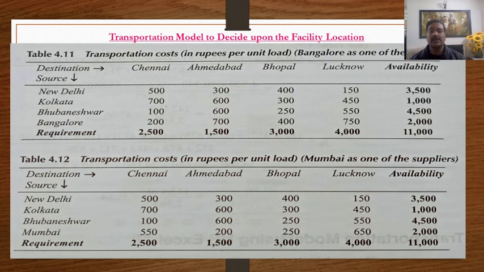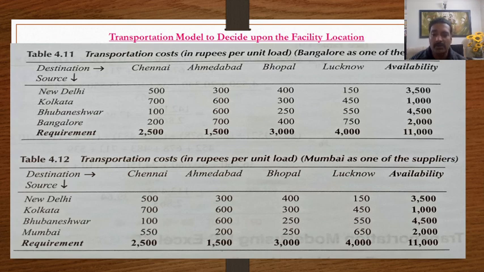Here total demand must equal total availability, and the values are given in 2 ways, for Bangalore and for Mumbai. Because New Delhi, Kolkata and Bhubaneswar are the sources for both, the cost and availability remain the same, so you can find the values are the same in both tables. But for Mumbai and Bangalore you can have different transportation costs to the different destinations, to Chennai, to Ahmedabad, to Bhopal, and to Lucknow.